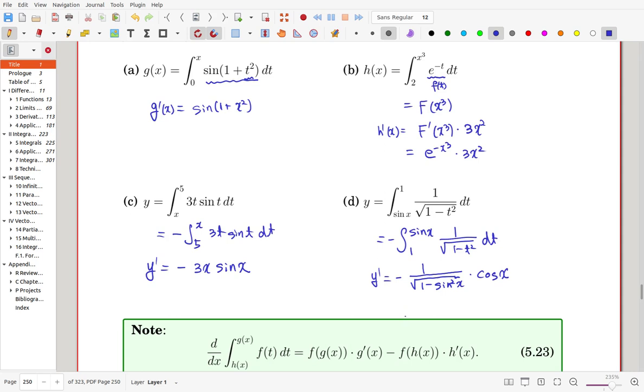Here you can stop, or that is the same as minus cosine x over the absolute value of cosine x. Okay, now we may summarize the computation technique.